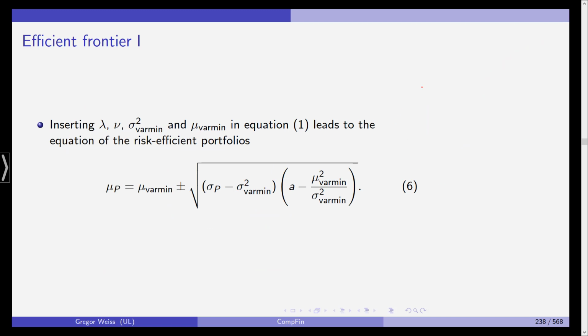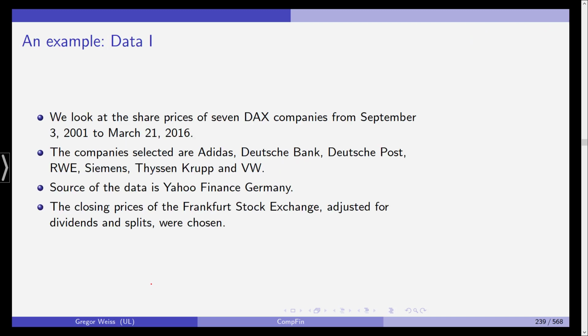And now we are interested in not only the minimum variance portfolio, but in the efficient edge, the efficient frontier. So we insert lambda, nu, and the expected return and the variance of the minimum variance portfolio into equation 1. And this leads to the equation of the risk efficient, the Pareto efficient portfolios. So all these portfolios on the efficient edge. This is the mu, the expected return of the minimum variance portfolio, plus or minus this square root.